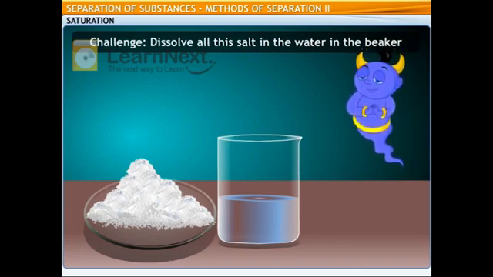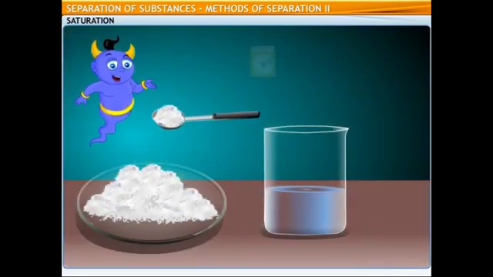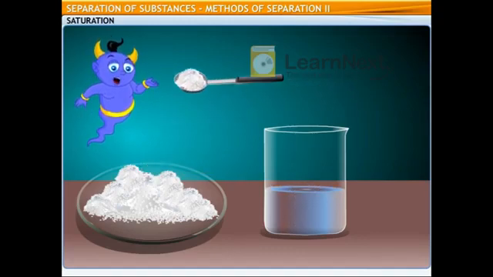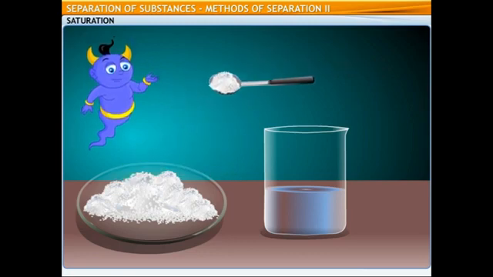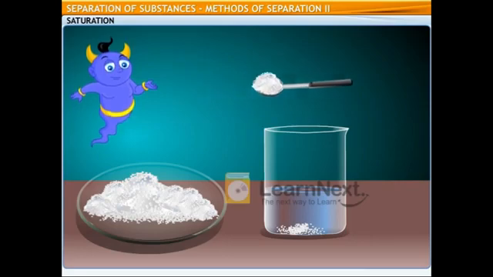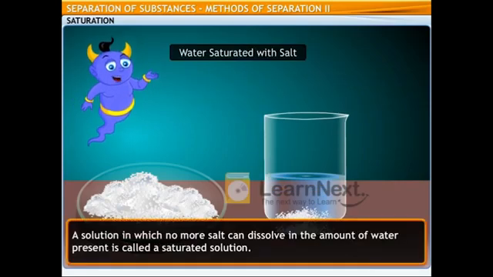Dissolve all the salt in the water in the beaker. This seems like an easy task. Let's just start mixing the salt in the water. Looks like the first few spoons of salt dissolved. But this last spoon that I have added is not dissolving in the water. Looks like the water is saturated with salt. This means that no more salt can be dissolved in the water.